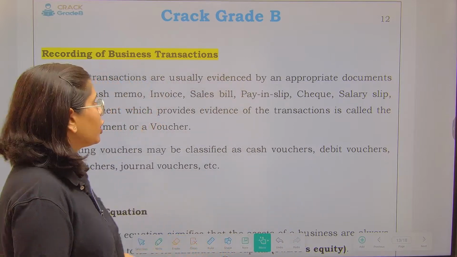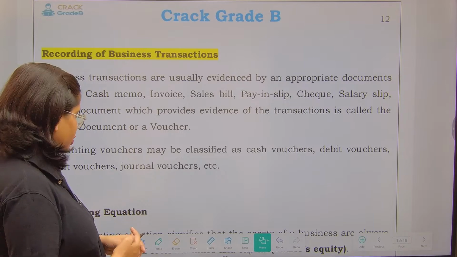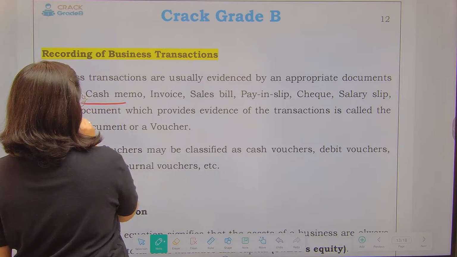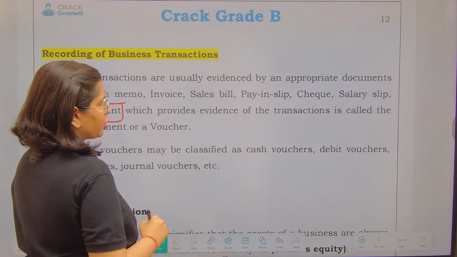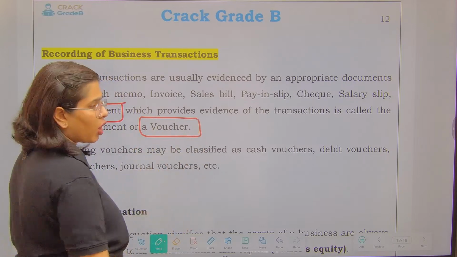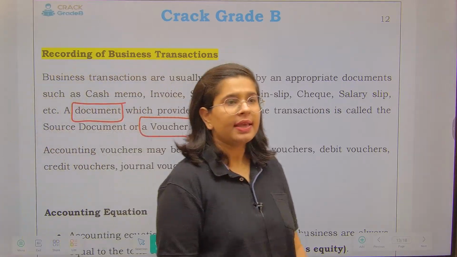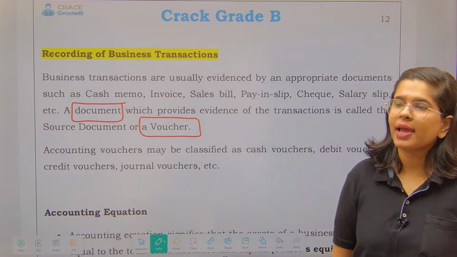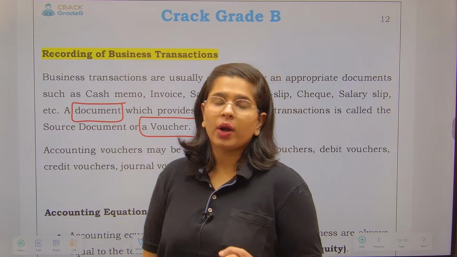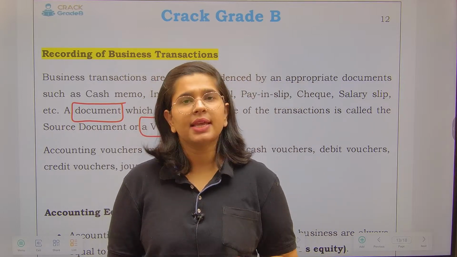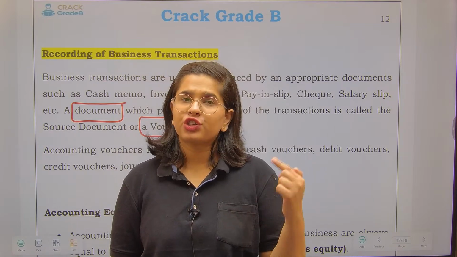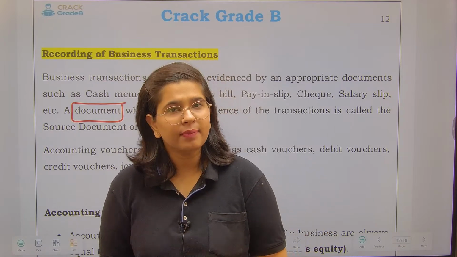First one is the recording of business transactions. First of all, the definition: a document which provides us the evidence of a transaction is called a voucher. ठीक? Suppose I have paid salary to my employees. Now I have to record this into a voucher, right? What I am going to do, I will pass the entry: salary account debit to cash account. ठीक है? खर्चा गया और मेरा कैश भी कम हो गया.